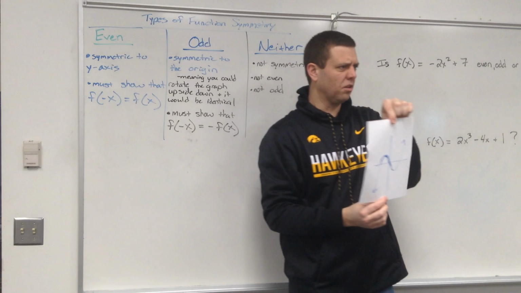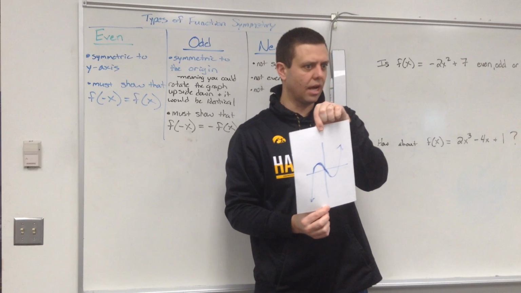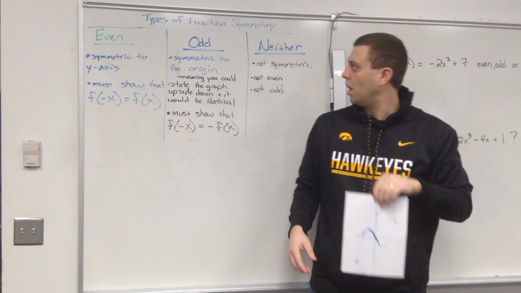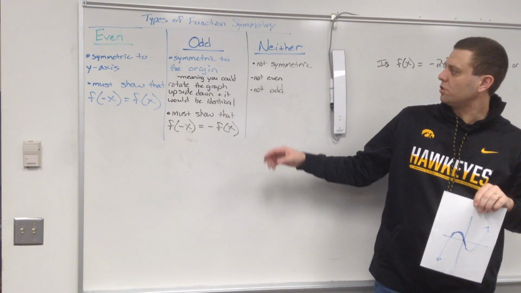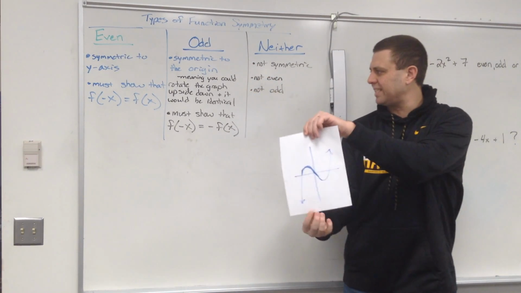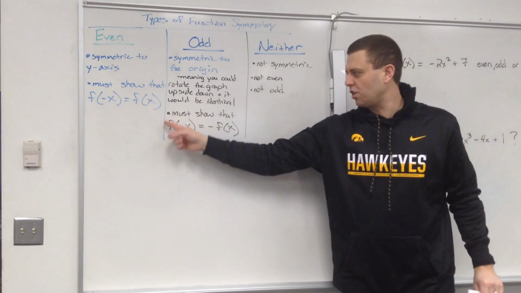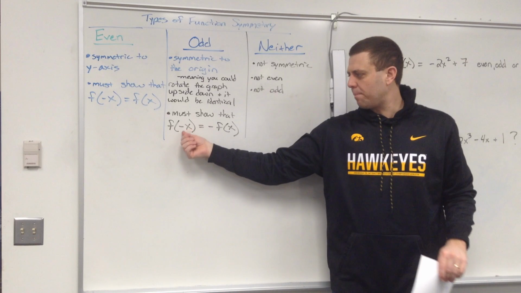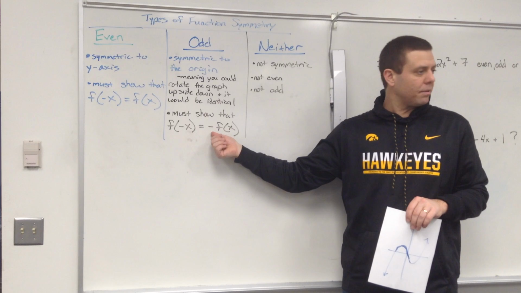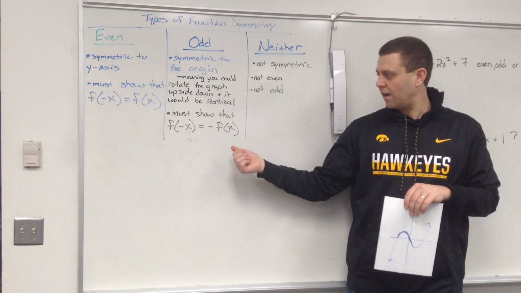What does this graph look like? What parent function? Cube, right? Odd power. Not exactly a coincidence. A lot of times you'll see those on your odd functions. So it's symmetric to the origin. It means you could rotate the graph upside down and it would be identical. You wouldn't be able to tell a difference. The work that you're going to have to show me, though, is that if I plug in a negative x into the function, I'm actually going to get the opposite of what I would have gotten plugging in a positive x.